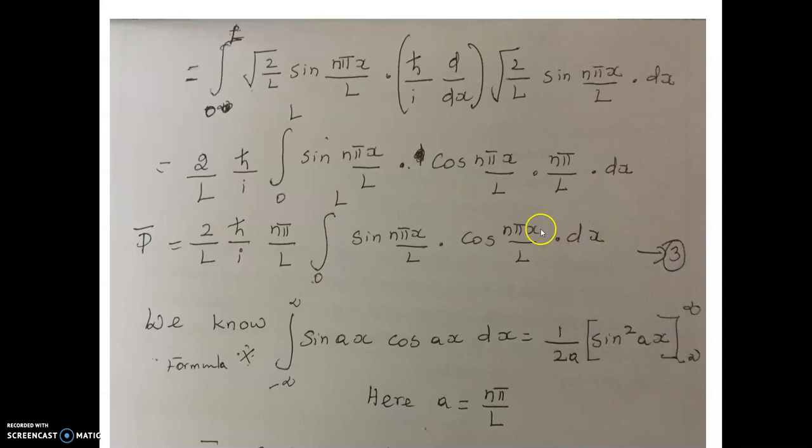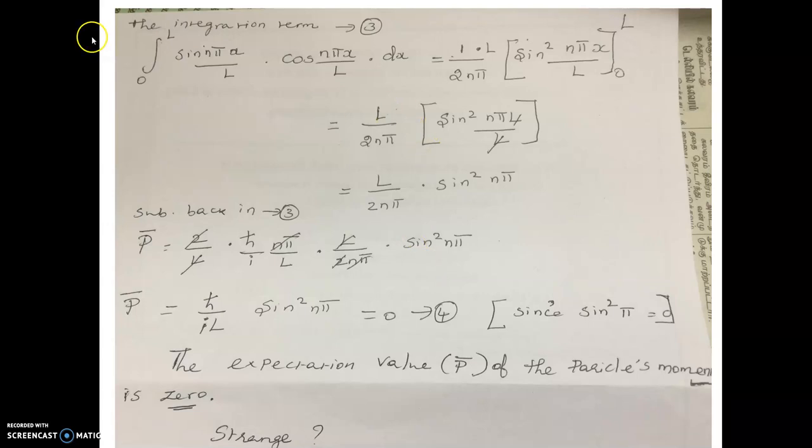When you see this integration part, you will remember it is in the form of integration sin ax cos ax dx, which is equal to 1 by 2a sin squared ax within the limits. So this equation is similar to that equation, and we can substitute in this formula in place of the integration. The only difference is that in place of a we have n pi by L here.